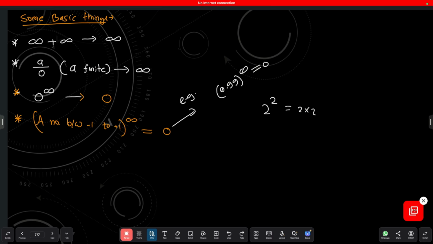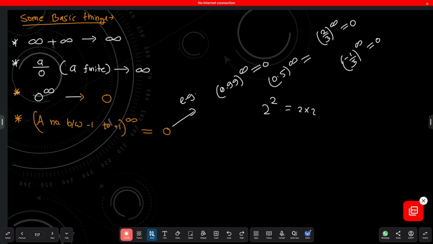If I ask you what is the value of 0.5 to the power infinity, 0, because it is less than 1 but greater than -1. A number between -1 to +1, power infinity is 0. What is the value of 2 by 3 power infinity? 2 by 3 is less than 1, so it is 0. What is -1 by 3 power infinity? 0, because -1 by 3 is also between -1 to +1.